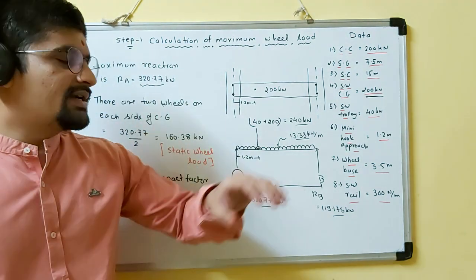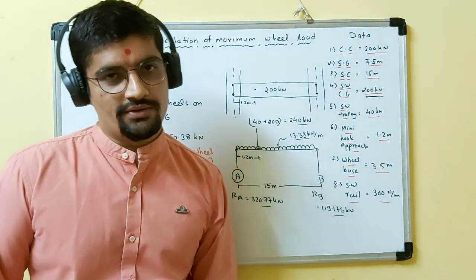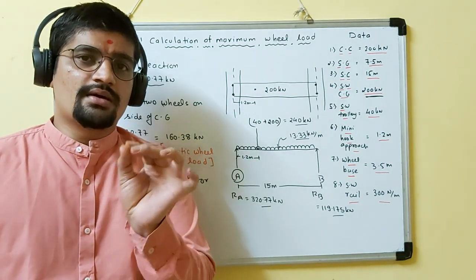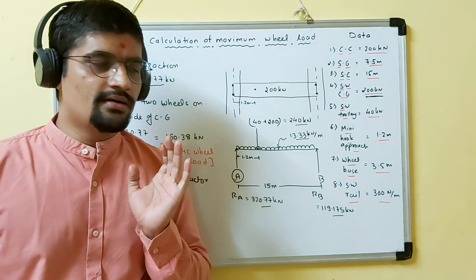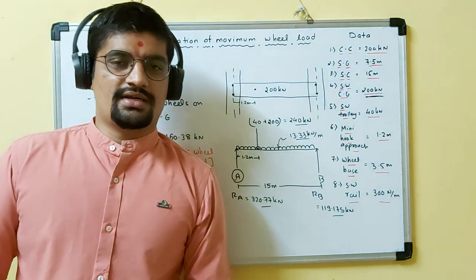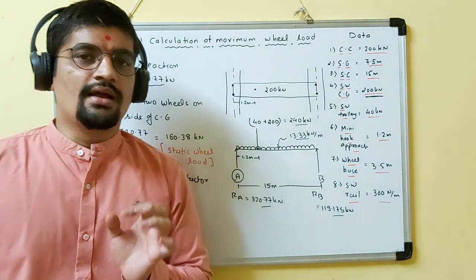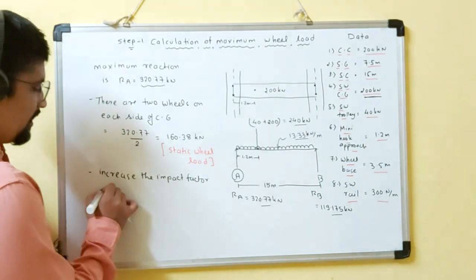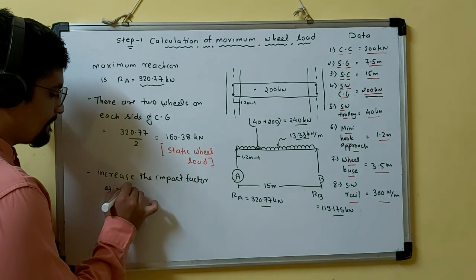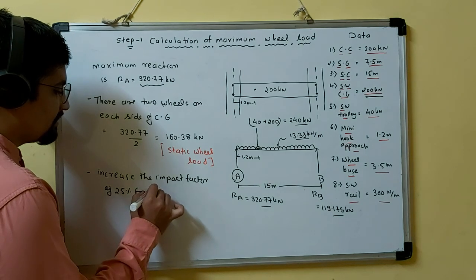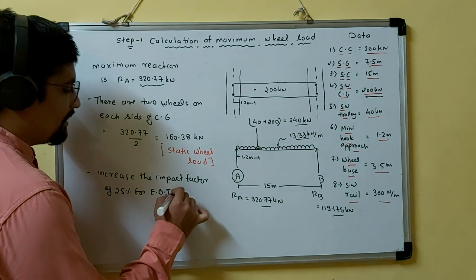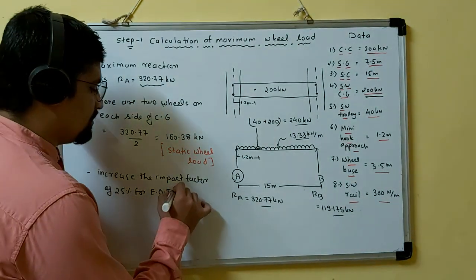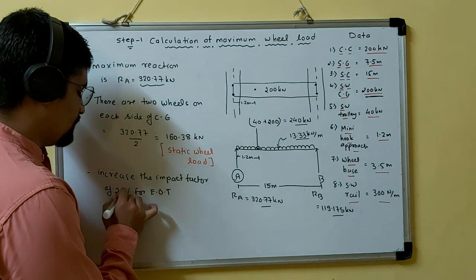So let's revise the data again. Crane capacity is 200 kN. For a hand operated crane, the capacity was only up to 50 kN, not more than that. Here the crane capacity is 200 kN, so it is an electrically operated crane. And for an electrically operated crane, increase by an impact factor of 25%. 25% of which load? 25% of the static wheel load.